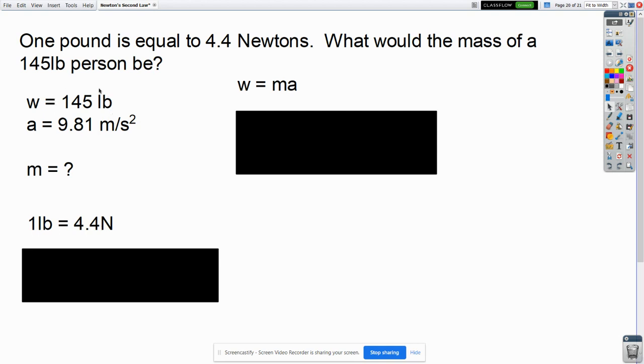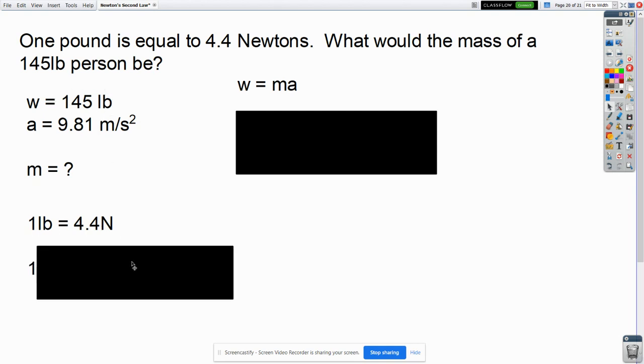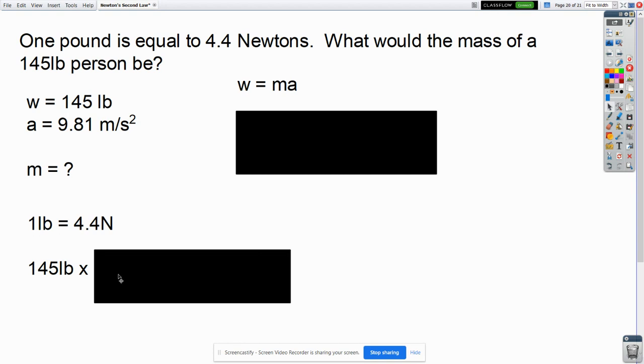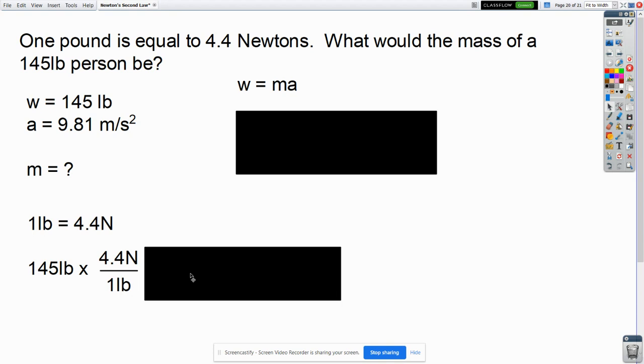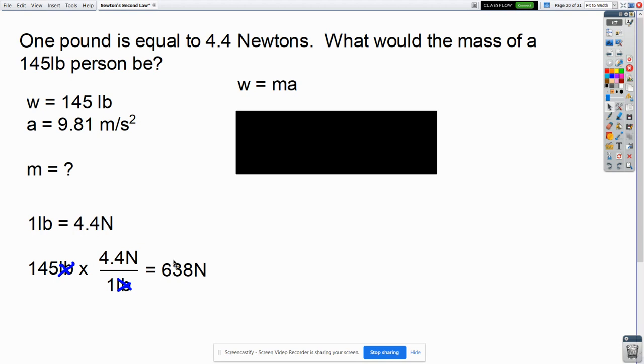Dimensional analysis always starts with the number you're given, the 145 pounds, times a fraction bar. The unit that we have here is the unit that we have to put on the bottom. So the 1 pound goes on the bottom, the 4.4 newtons goes on the top. And again, that's all because of unit cancellation. We need those pounds to cancel out. Can basically ignore the 1, the 4.4 is on the top, so we multiply by it. 145 times 4.4 is 638 newtons.